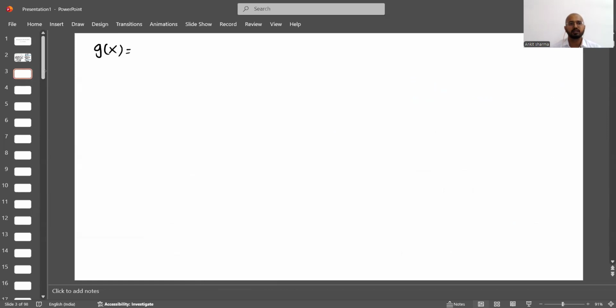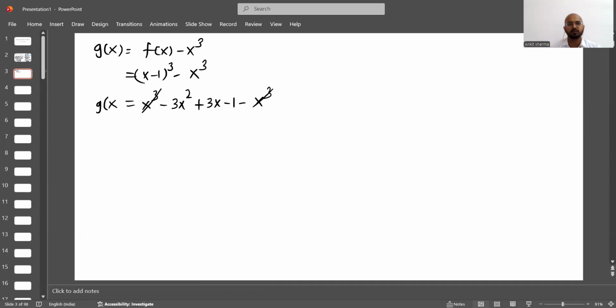So g of x is what? f of x minus x cube, which means I have (x minus 1) cube minus x cube. So that is x cube minus 3x square plus 3x minus 1 minus x cube. So these two get cancelled. And now this is g of x.